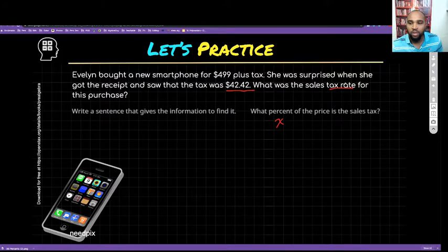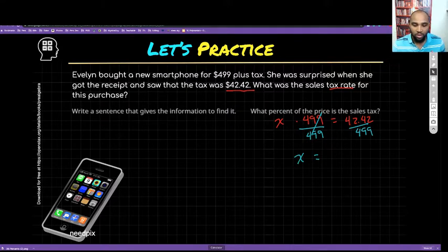That's what we're looking for, this tax rate of, that's multiplication, the price. What is the price? $499 is, that's equals, the sales tax. The sales tax is $42.42. So in order to solve this, I need to isolate my x by dividing by $499 on both sides. And when I do that, that cancels, and now I have 42.42 divided by $499. Pull out my calculator to do that work.